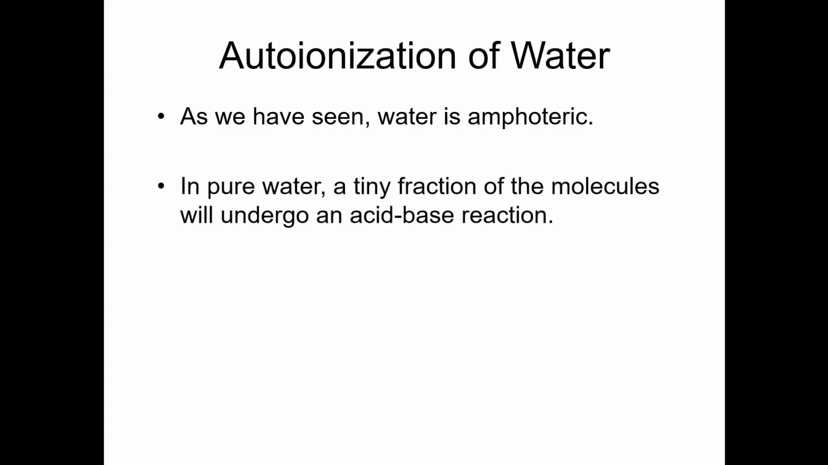Okay, from there we're going to talk about what's called the autoionization of water. Even in a completely pure sample of water, there are some ions present because water, to a very small degree, will react with itself to ionize. As we've seen, water is amphoteric, which means it can act as both an acid and a base. It can react with itself, in which one water molecule acts as the acid and one water molecule acts as the base. So in pure water, a tiny fraction of those molecules are going to undergo that acid-base reaction, and we call that autoionization.